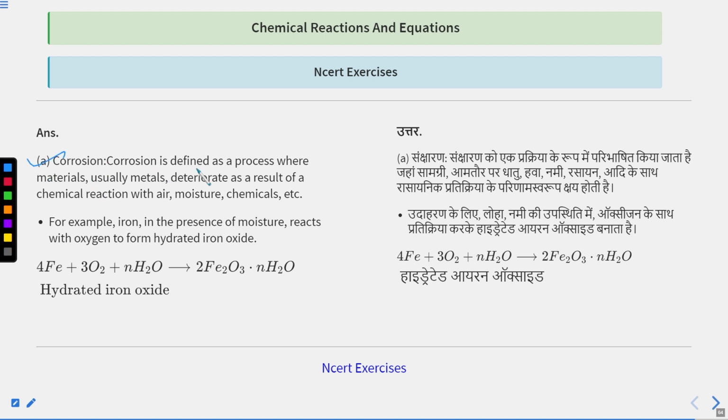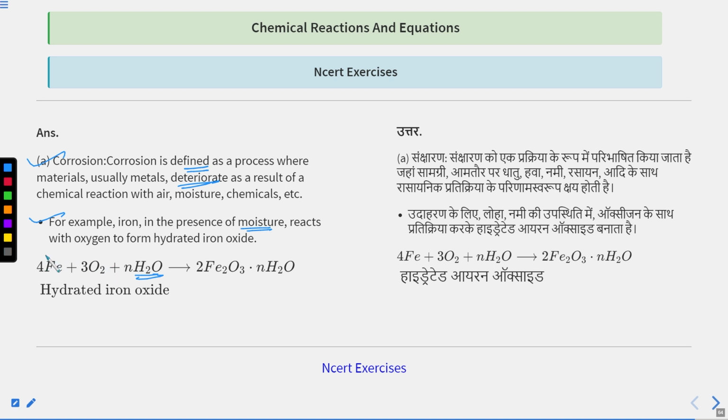Corrosion is defined as a process where materials, usually metals, deteriorate as a result of chemical reaction with air, moisture, and chemicals, you can say atmospheric gases, etc. For example, iron, in the presence of moisture, reacts with oxygen to form hydrated iron oxide, or you can say hydrated ferric oxide.